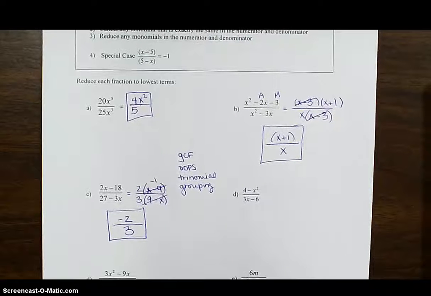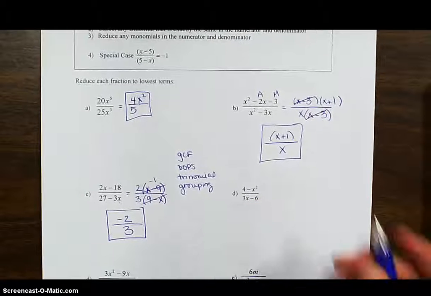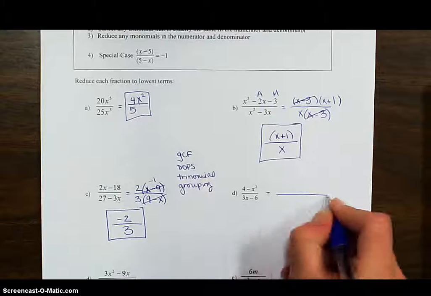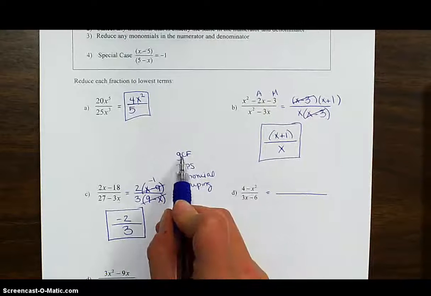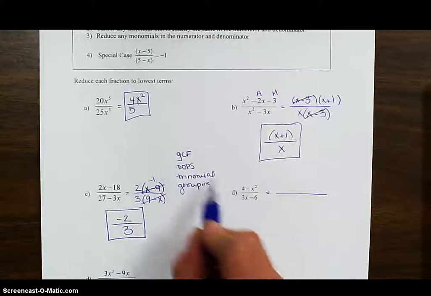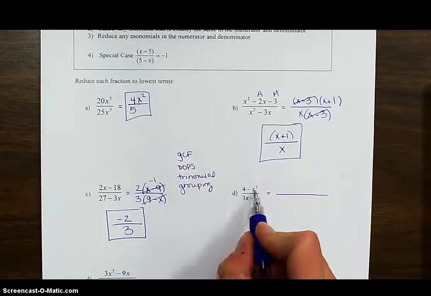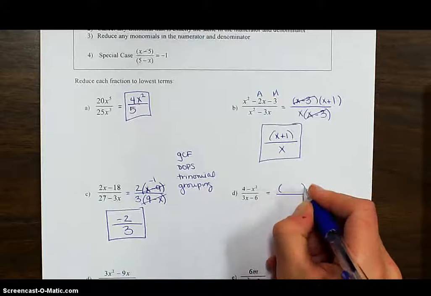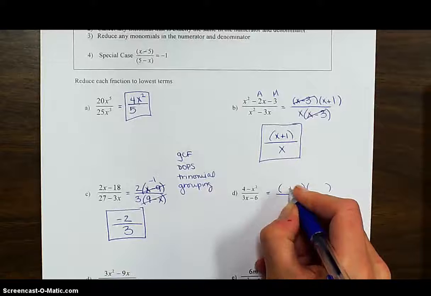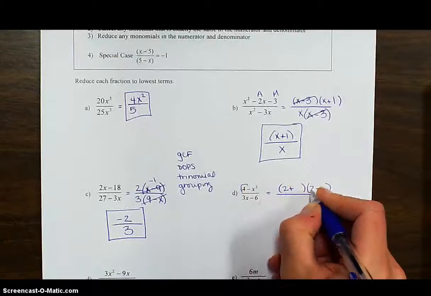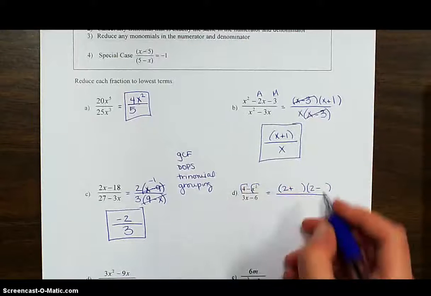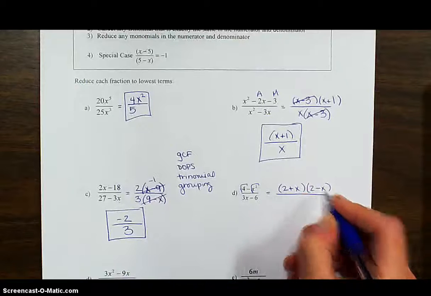All right, let's try another one. Let's go over now to D. So the first thing we have to do is factor first. So if I look at my numerator, 4 minus x squared, there's no GCF. So next I'm going to try difference of perfect squares, and they're both perfect squares. So one's a plus, one's a minus. The square root of 4 is 2 and 2. The square root of x squared is x and x.